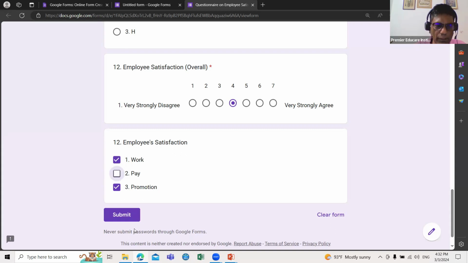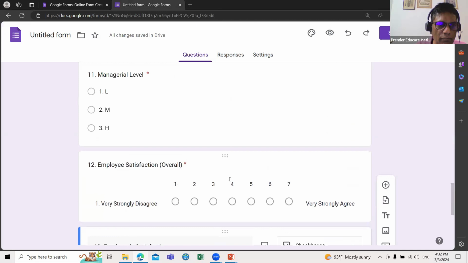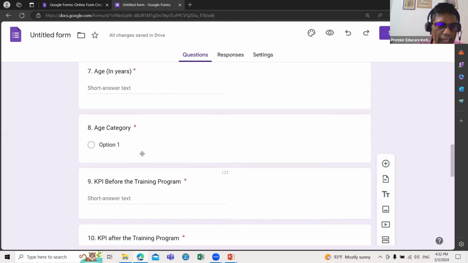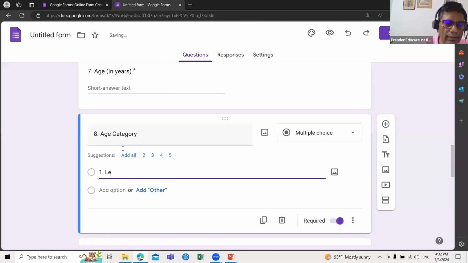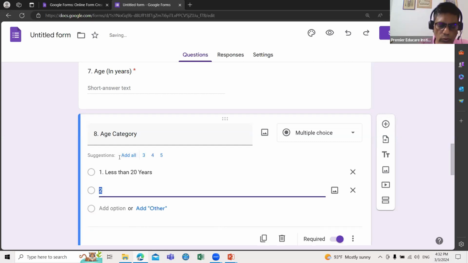Okay, so I am not going to submit here. I will cancel this one. So what is the mistake we made here? This one, age category. Now you have to put the age category as we want. Number one, we can say less than 20 years. Number two, you can say 20 to 30.